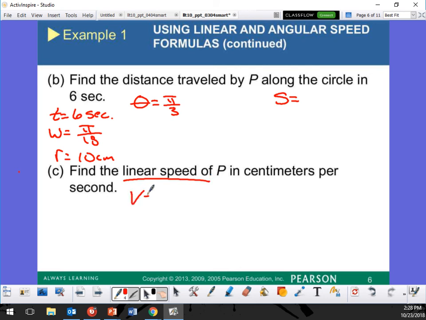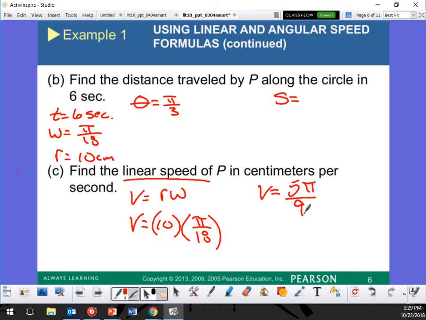So V equals R W. What is my R? 10 centimeters. Times W, which was pi over 18. Very good. So now can we reduce the fractions here? V is going to be equal to 5 pi over 9. What are my units of distance? Centimeters per second. Very good.